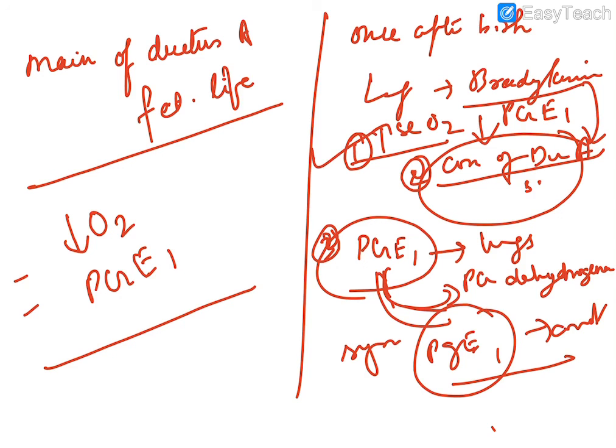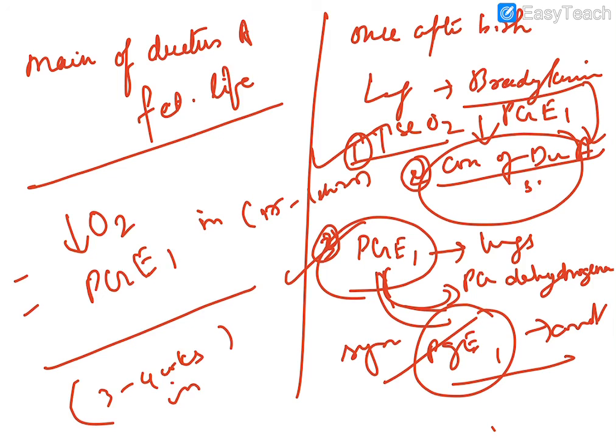These are all the main reasons for the ductus arteriosus to functionally close. In 15 to 18 hours it starts to functionally close, and within 3 to 4 weeks it closes. Okay, and the ductus arteriosus closes. But if it remains patent even after 3 to 4 weeks, that condition is called patent ductus arteriosus. Okay.